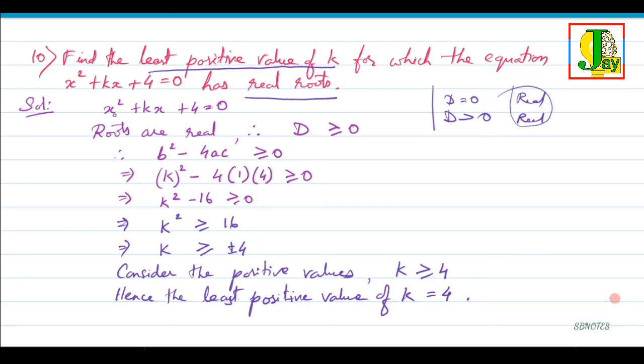Now putting the values, b is k here, a is 1 and c is 4. Putting the values, we get k square minus 16 is greater than or equal to 0, k square equals to 16, so we have k greater than or equal to plus minus 4. Now since we need the positive values of k, we are going to discard the negative ones, and considering the positive values of k, we get k greater than or equal to 4, and hence the least positive value of k is 4 for the roots to be real. Okay, so that's the solution for the given question.